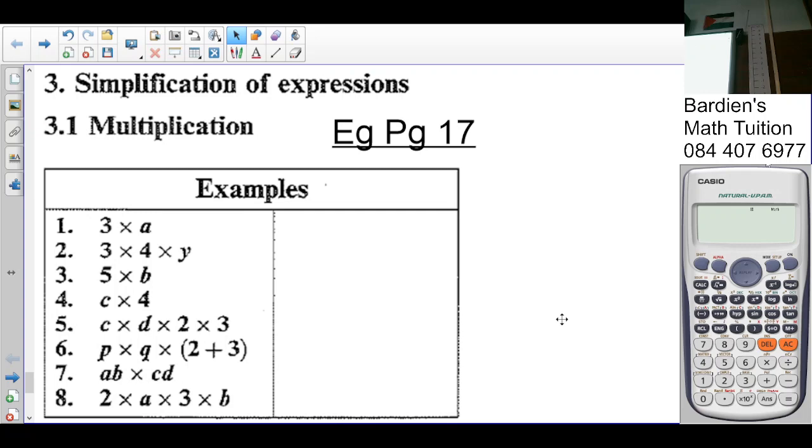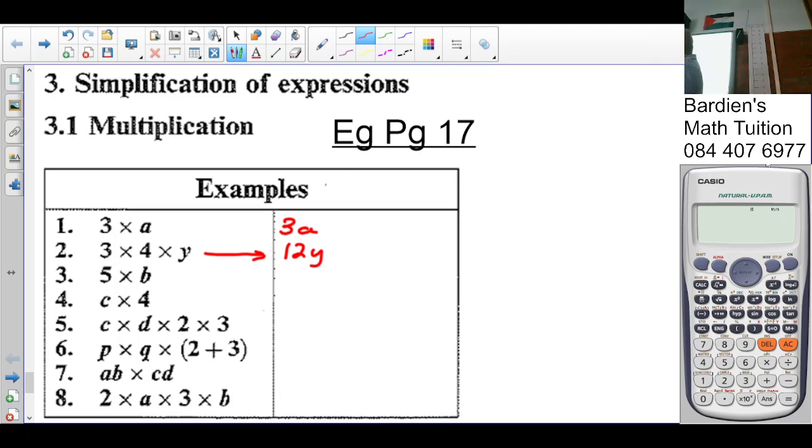Right, so let's look at this quickly, the examples on the board. The first one is 3 multiplied by 8. What's 3 multiplied by 8? 3a, absolutely. Next one? 12y. You all agree with that? Yes, sir. Nice.